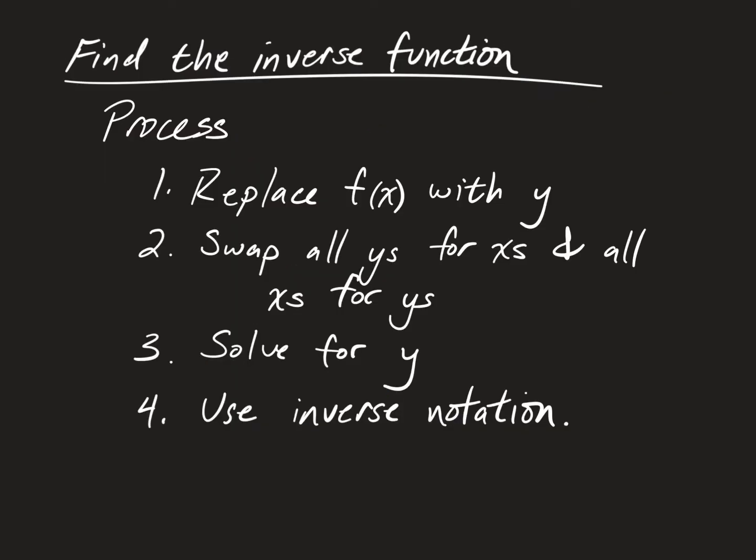And from the graphs, we go over into finding the inverse of the function from an equation. So there's a process to this. You will be given a function and be asked to find the inverse. And the first thing you want to do is replace f of x with y. Then you want to swap all y's out for x's and all x's out for y's. That's that big swap idea again. From there, you want to solve for y, and then you want to use the inverse notation at the end. And as I go through examples, I'll explain why you want to use the inverse notation at the end.